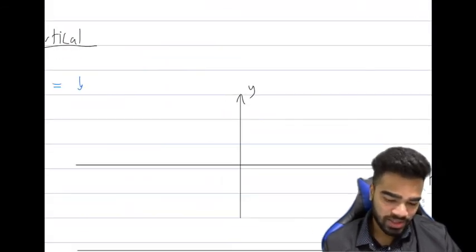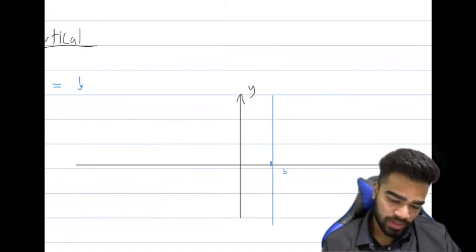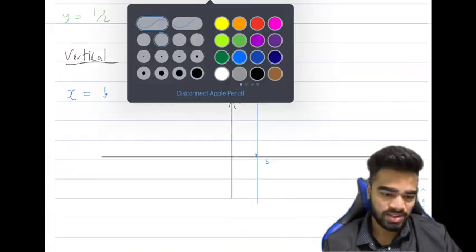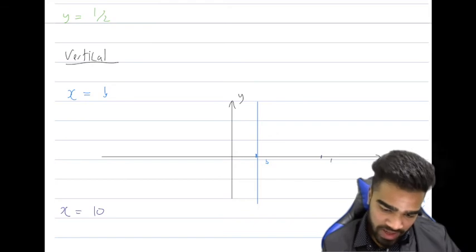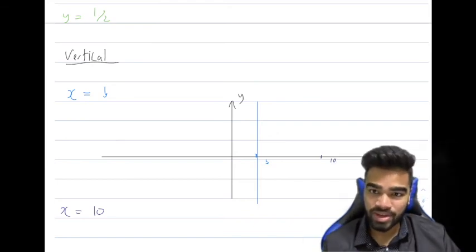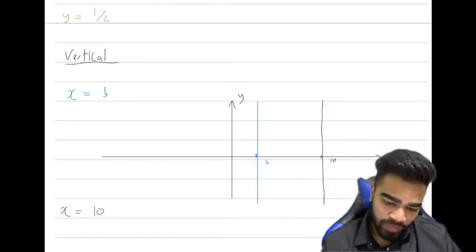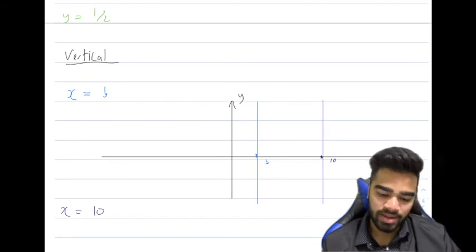So where's the x value b? Let's say b is here, for example, and it would just be a vertical line through b. It's as simple as that, guys. Very easy. So let's do a couple of examples. Let's say x is equal to 10. Let's say 10 is all the way here. So the x value we're looking at is 10, and it's just a vertical line through there at 10.